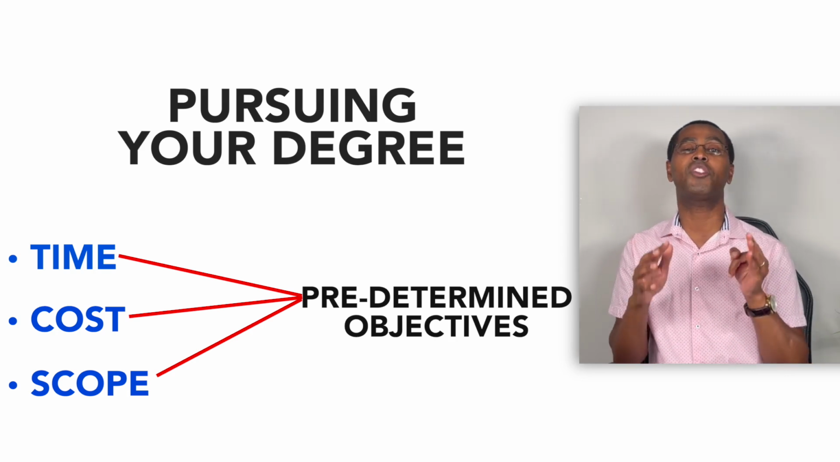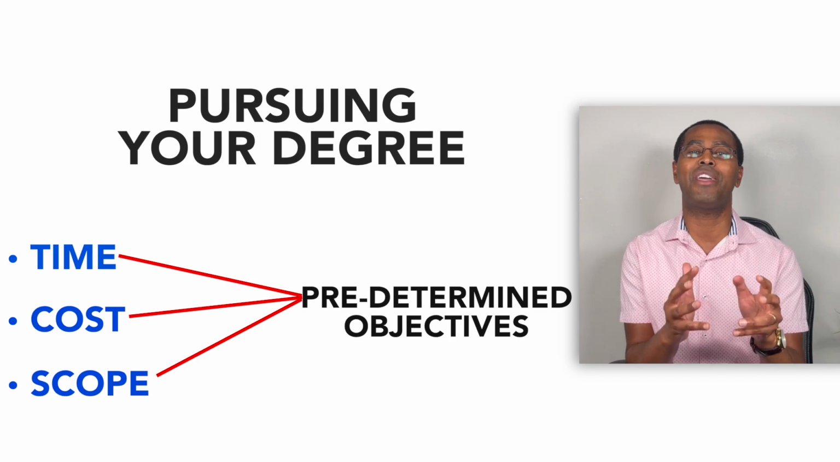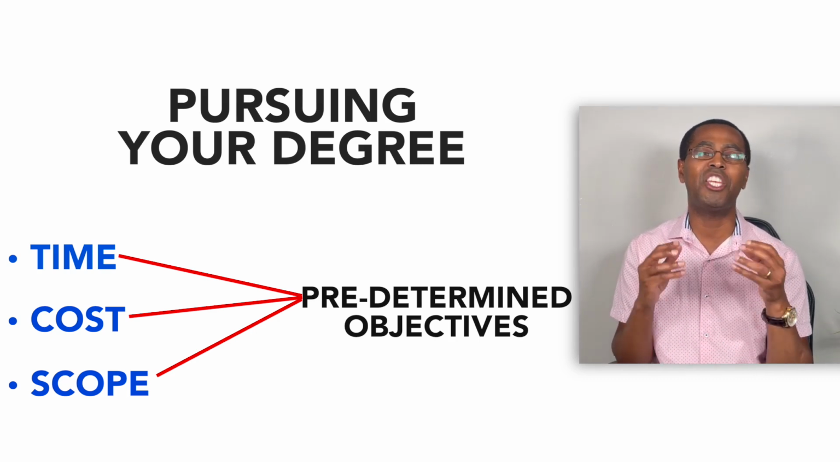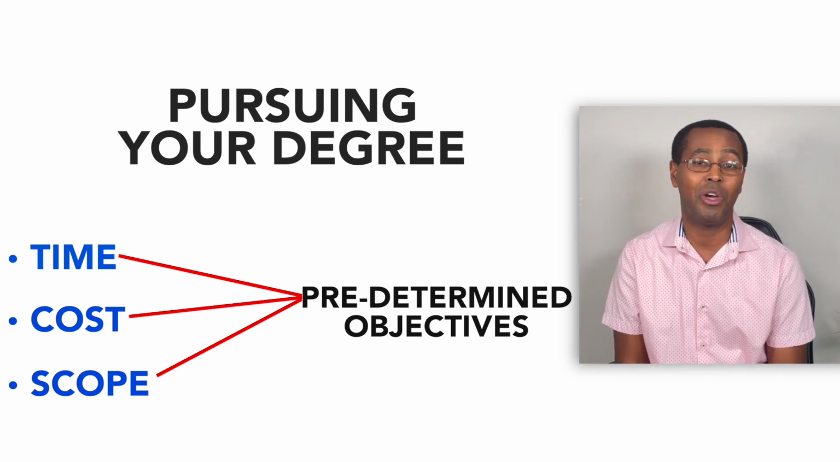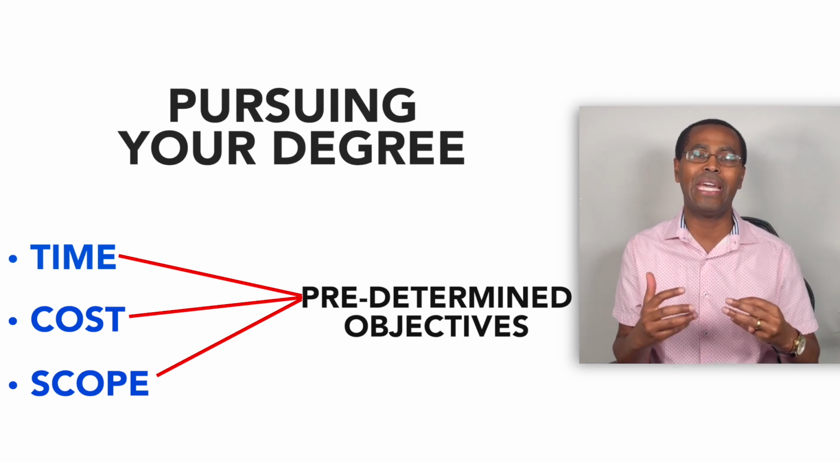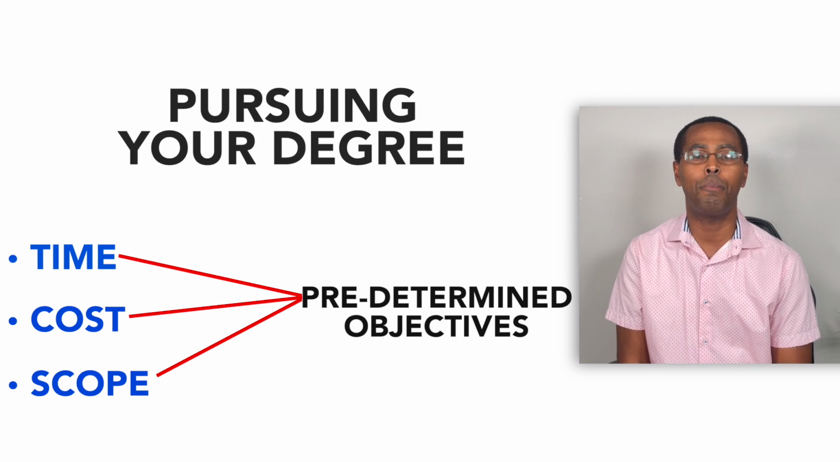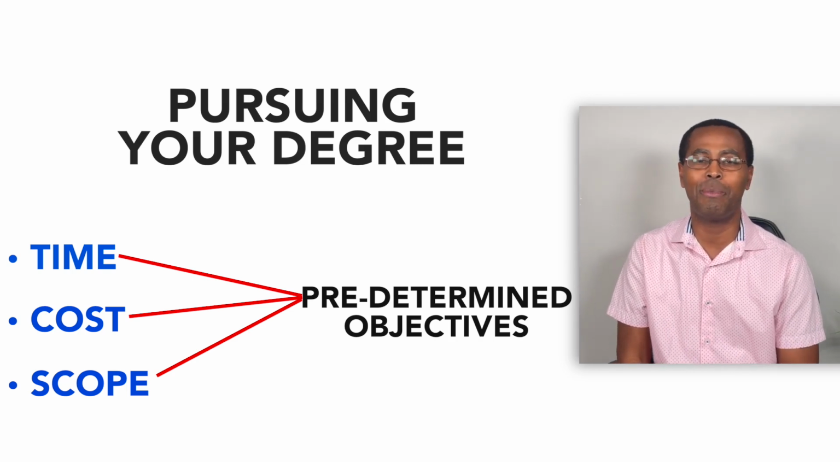And number three, scope. Scope here means quality, and not just the grade that you will score, but more importantly, the education that you will gain out of the 4 years that you're in school. What will you get out of this degree? What type of a project manager will you be? So pursuing your degree is an example of a project.